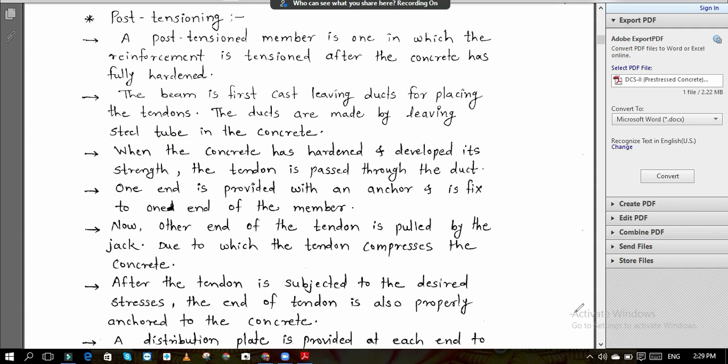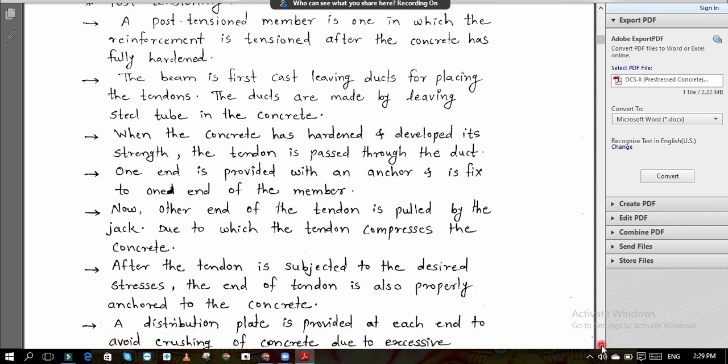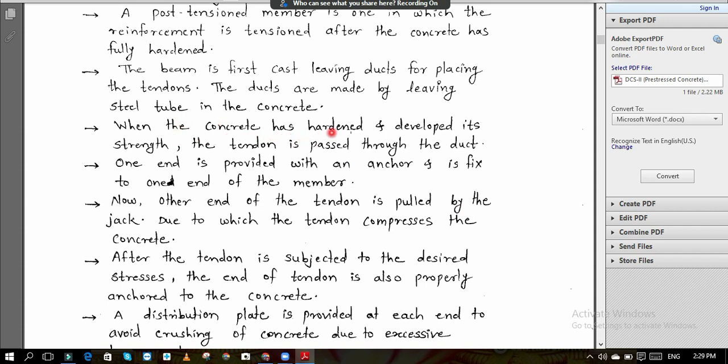So next point is: when the concrete has hardened and developed its strength, the tendon is passed through the duct. Through the duct that we left, we will pass the tendon. When? When the concrete is hardened and has fully developed its strength. Only then do we pass the tendon through that duct.